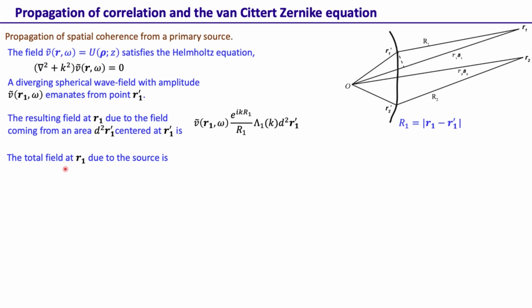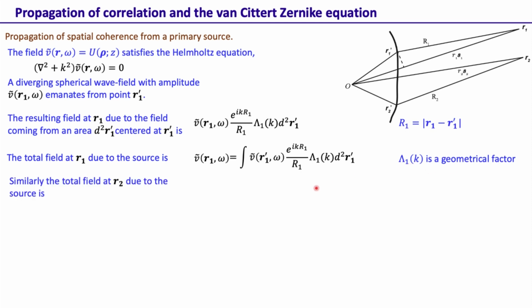Okay, so now the total field at r1 due to the source is simply this integration, integrating the whole thing. So the total field at r1 is just v tilde r1 omega, this quantity, and this total field is just this quantity integrated over this whole source. And again, lambda 1k is just a geometric factor.